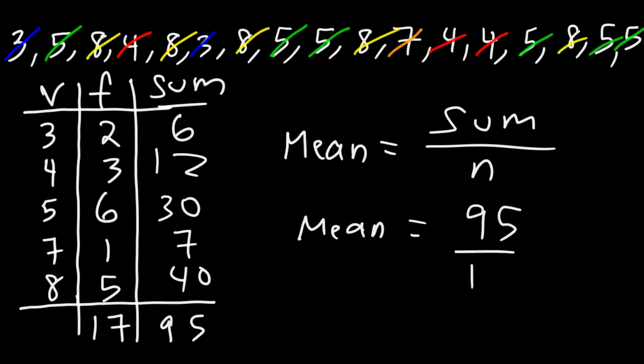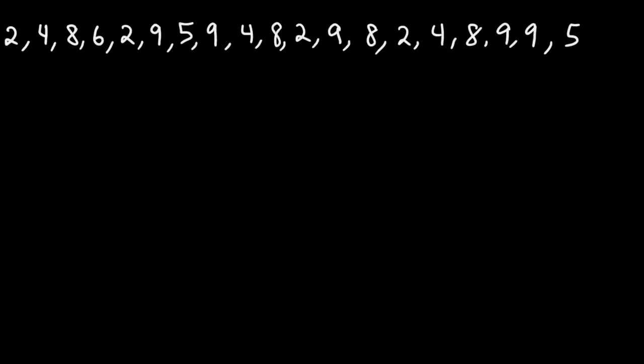And there's 17 numbers, so 95 divided by 17, that's going to give us a mean of approximately, this is going to be our rounded answer, 5.59. And so that's how you can calculate the mean using a frequency table.